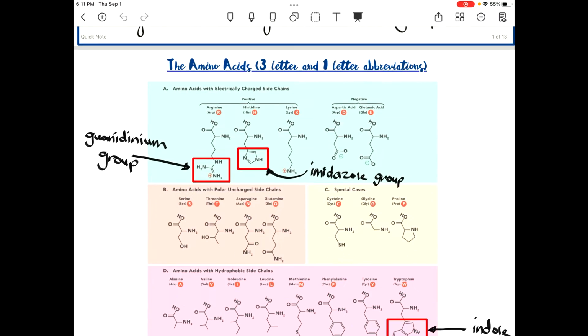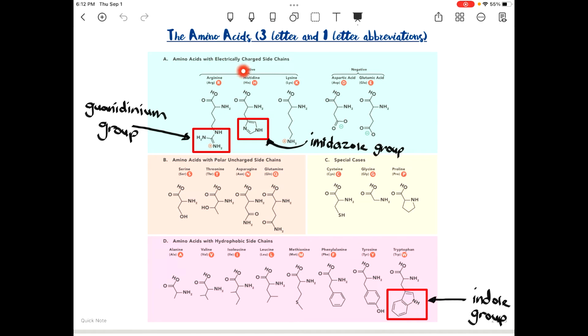So first and foremost, we're going to talk about the amino acids. We're going to talk about both the 3-letter and the 1-letter abbreviations of them. First, I'm going to start with the amino acids that are electrically charged. So here we have the positively charged ones. We have arginine, we have histidine, and we have lysine. And obviously we have the 3-letter abbreviation here, here, and here, and then we have the 1-letters R, H, and K.